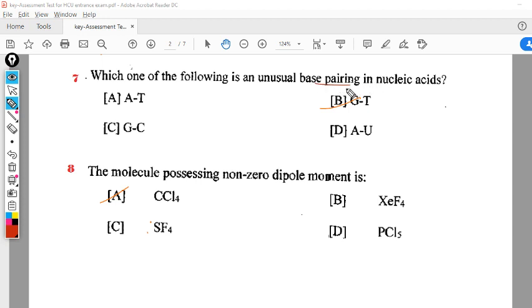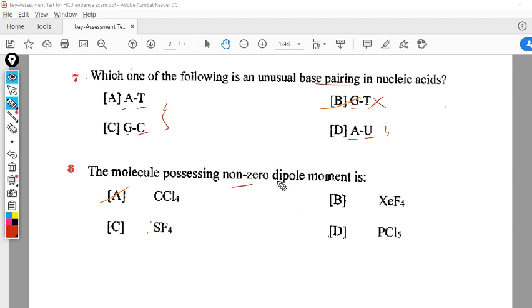Base pairing: the pairing will be with a purine and pyrimidine combination. One purine is going to attach with a pyrimidine. So adenine will attach with thymine, and guanine will attach with cytosine in DNA, and adenine will attach with uracil in RNA, but guanine and thymine is not a combination.